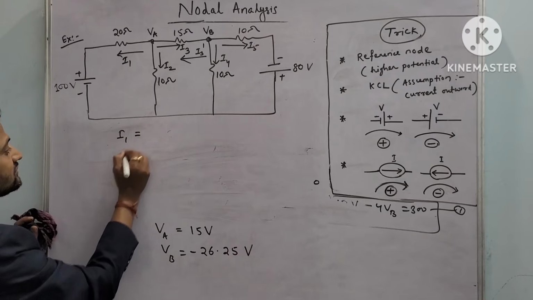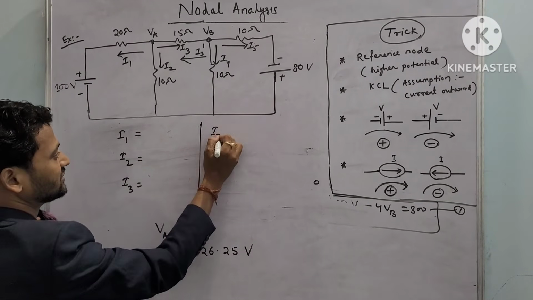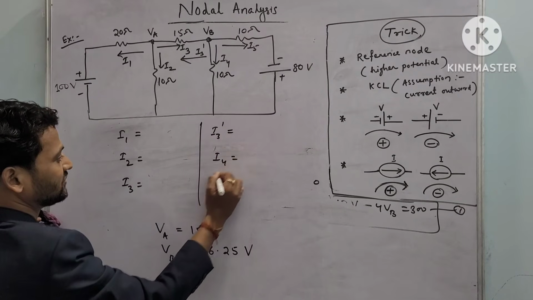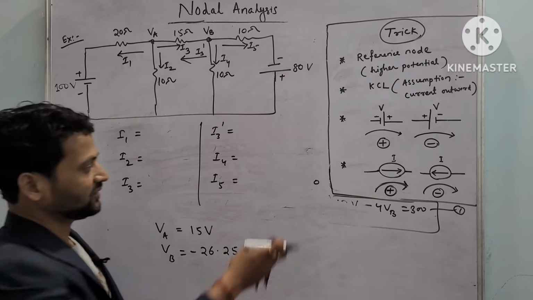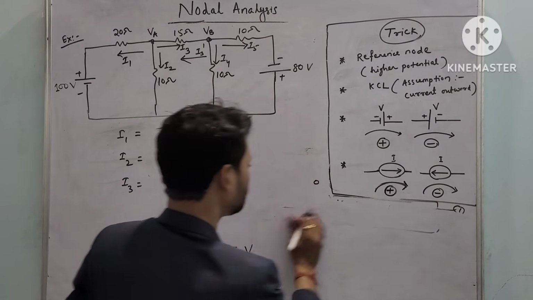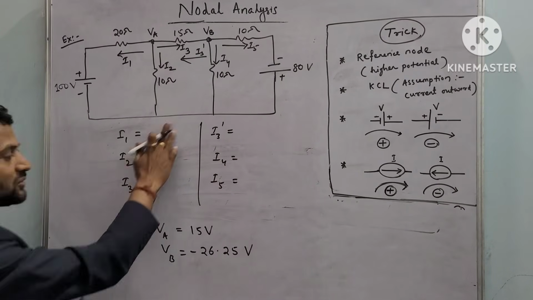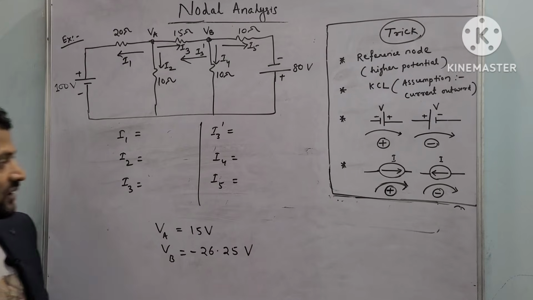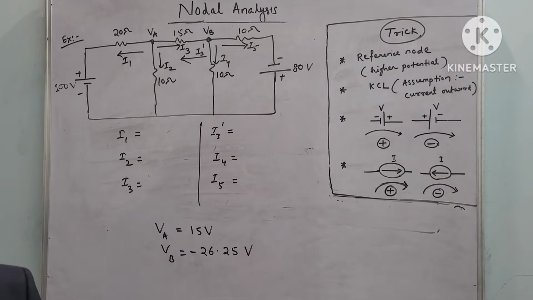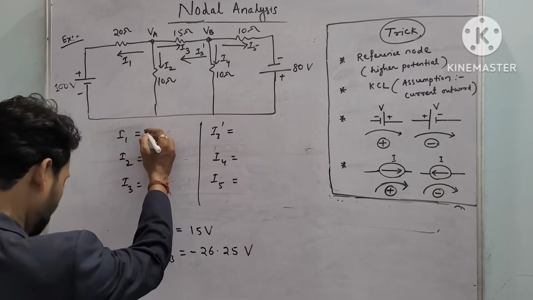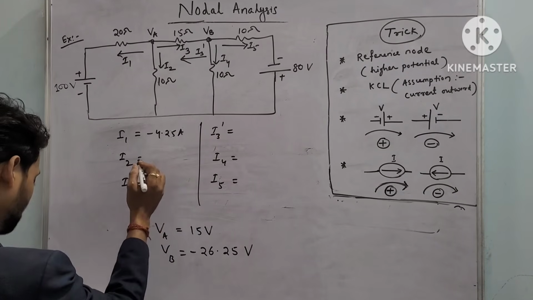So I1, I2, I3, here I3 dash, I4, I5. We have the equations, you can put the values of VA and VB in the previous equations and get the answer. So I have solved this question and got the answer. Still, you should try, compare, and check whether it is coming the same or not. So I have the answer. I1 is coming minus 4.25 ampere. Check once.